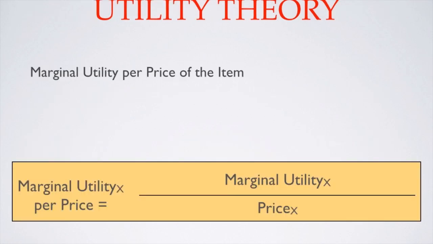Marginal utility per price of an item can be calculated by dividing the marginal utility at a given level of consumption by the price of the item that we consume.